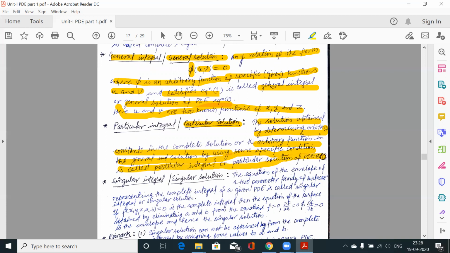If you remember the case in ordinary differential equations, sometimes you were asked to find the solution of a differential equation given that y(0) is equal to 1. That means you have to find the solution which satisfies the particular condition y(0) equals 1, that is, when x is 0, y is 1. That solution is obtained from the general solution by applying this condition. The same concept is here also.